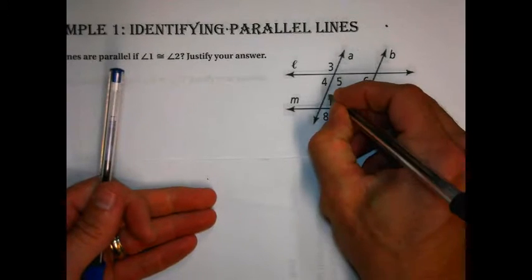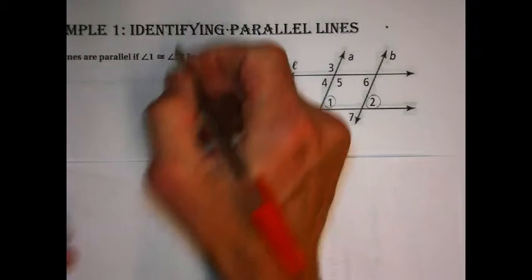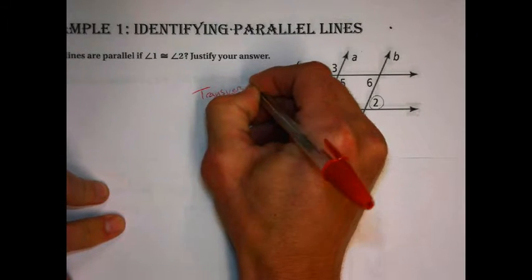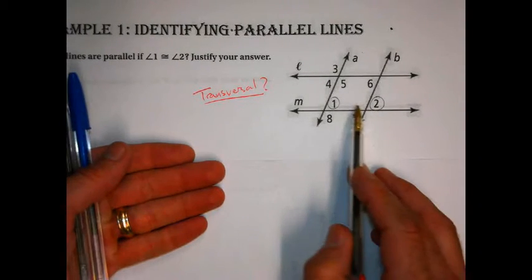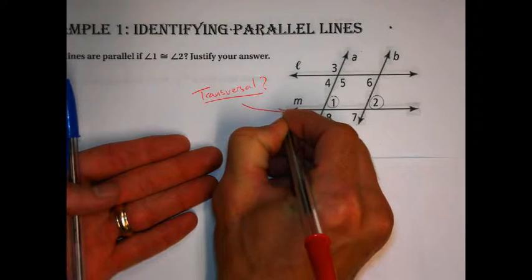So let's look at this diagram. Where are angle 1 and angle 2? Okay, so here's angle 1 and here's angle 2. Are they corresponding angles? Yes, they are. However, they're corresponding angles, but the most important thing to do is to identify the transversal. Okay, so if those are corresponding angles, what is the transversal? So if these are corresponding, then guess what? M is the transversal.